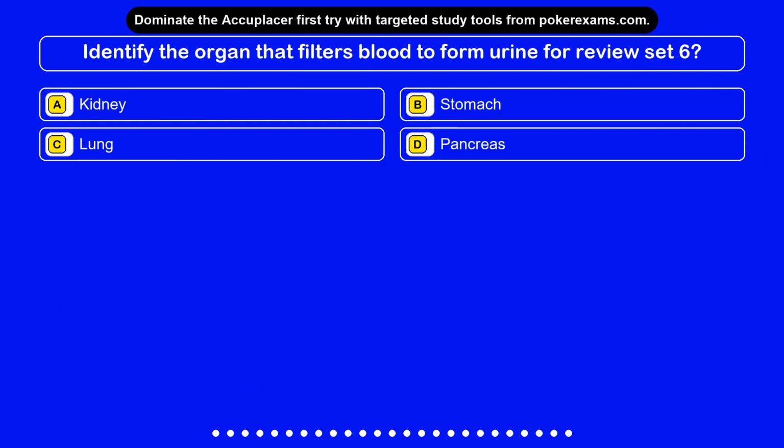Question 24. Identify the organ that filters blood to form urine for review set 6. Option A, kidney. Option B, stomach. Option C, the lung. Option D, pancreas.